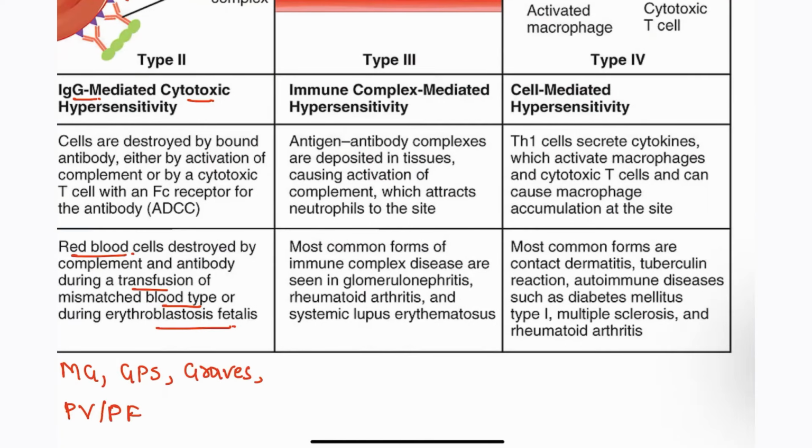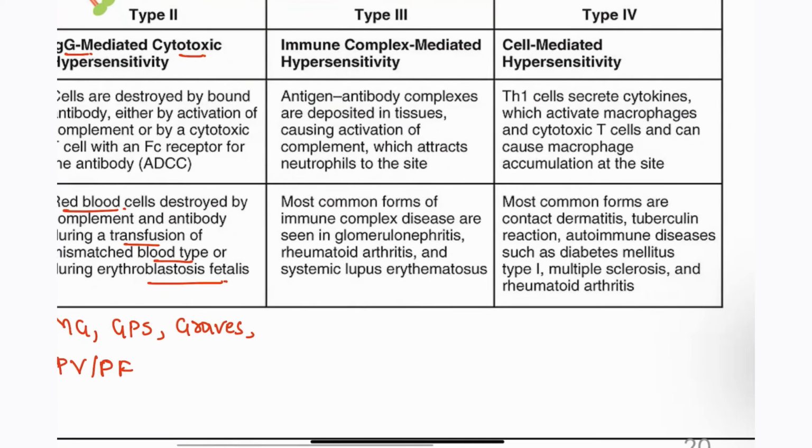Next, type 3, type 4. So type 3 is immune complex. Both the antibody plus the antigen is going to be present here. What are the examples? Glomerulonephritis, rheumatoid arthritis, systemic lupus, and Henoch-Schonlein purpura, reactive arthritis, and patients suffering from the Arthus reaction. Okay, Arthus reaction, post-streptococcal glomerulonephritis. Next, lepra type 2.